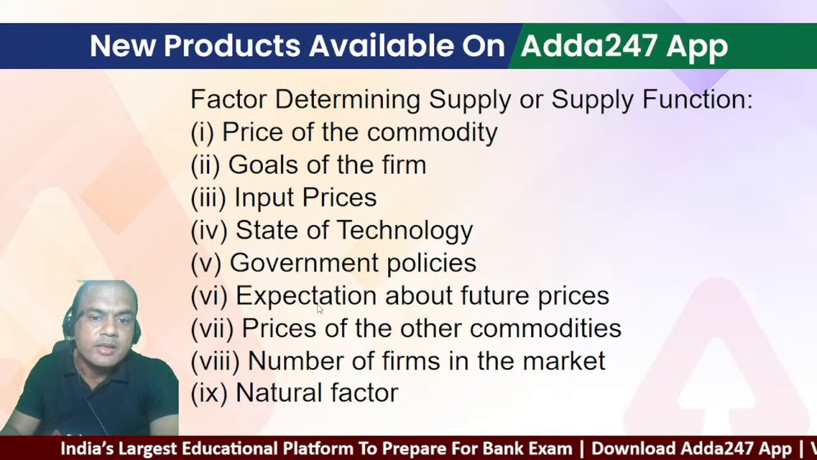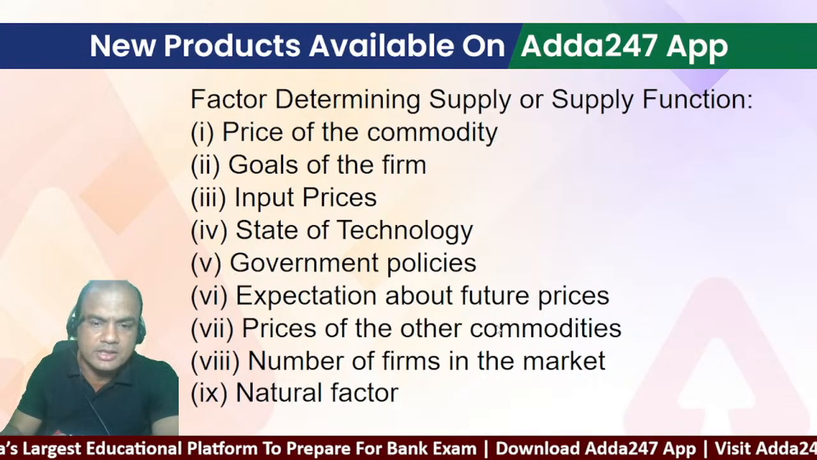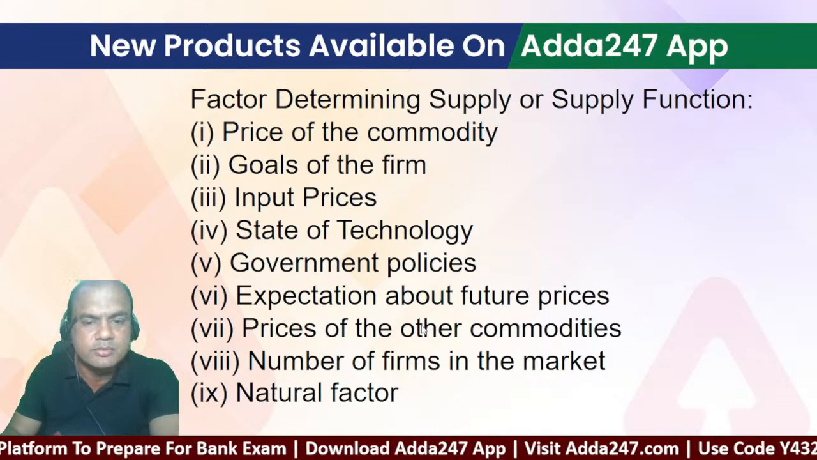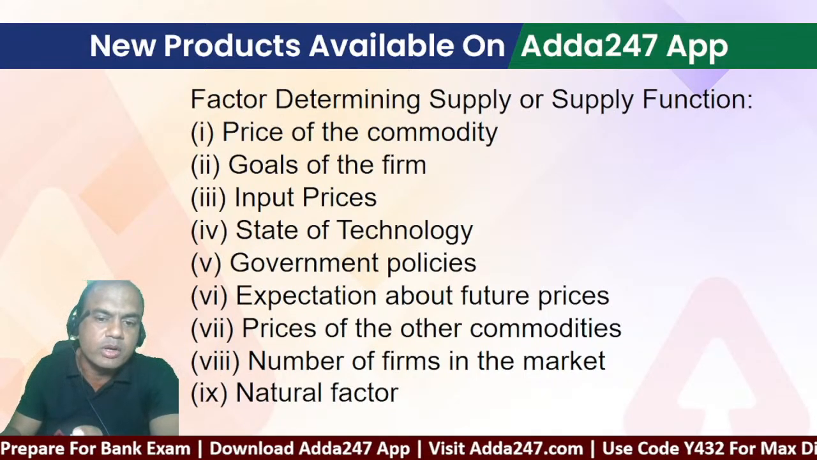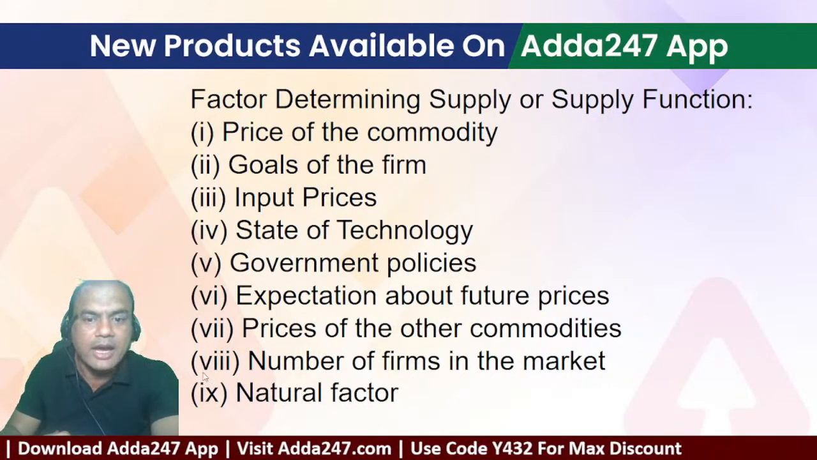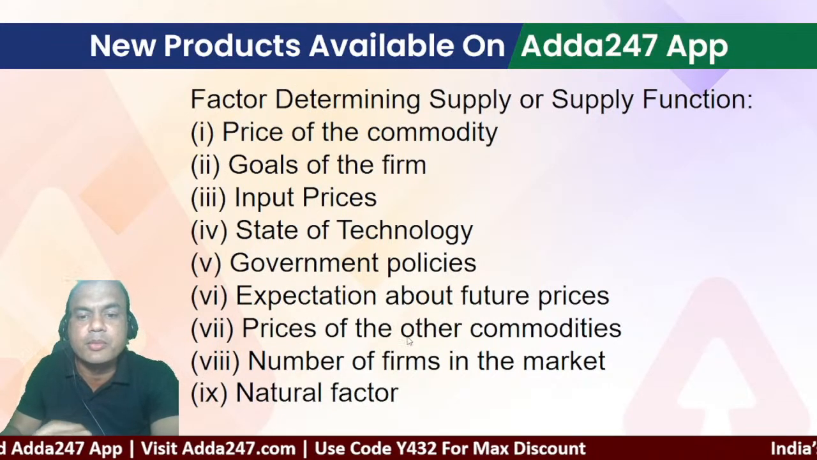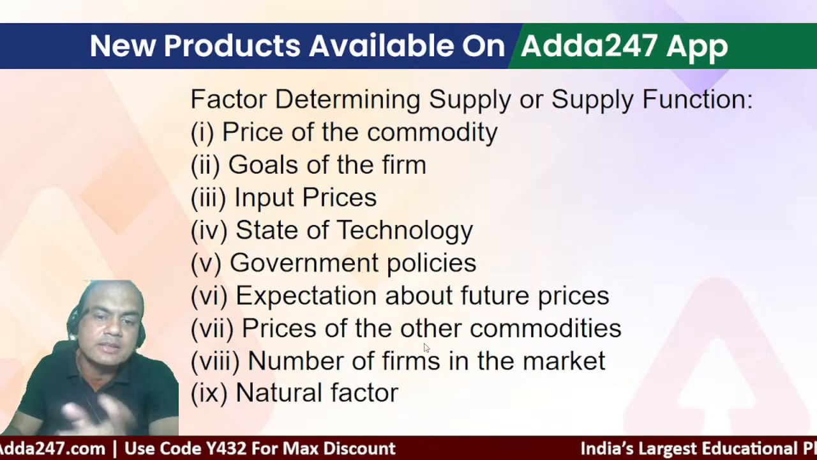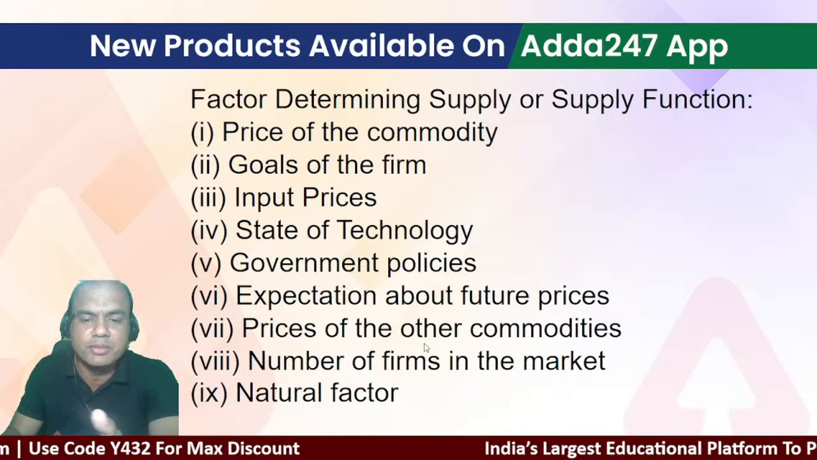Okay, prices of other commodities. Other commodities means competitive commodities also, means if I am selling the soap, what are the prices of soaps in the market? That's also I'll have to look at. And second is also the complementary products, means if I am selling the soap, then what are the prices of other things which are used in the bathrooms basically.